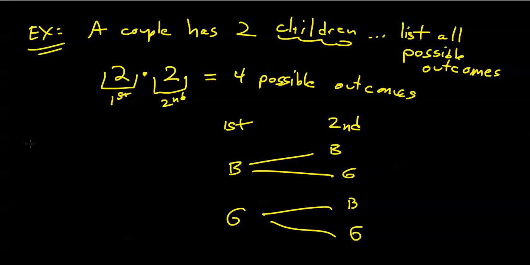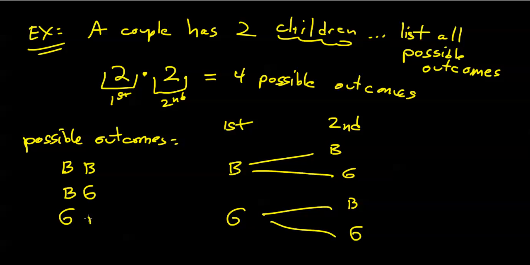All right, so my list of possible outcomes, gender-wise, allowing any child to be of any gender in any order, is going to go like this: boy boy, boy girl, girl boy, girl girl. We're of course reading left to right. The first letter is the gender of the first child, and the second letter is the gender of the second child. I call this list a sample space.